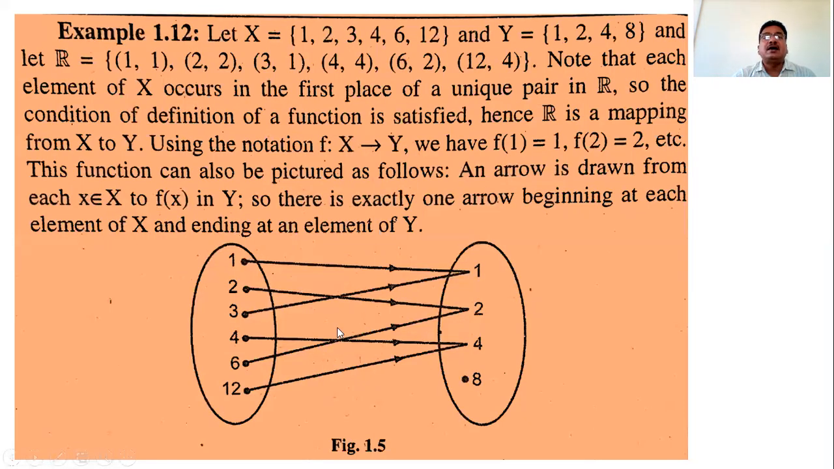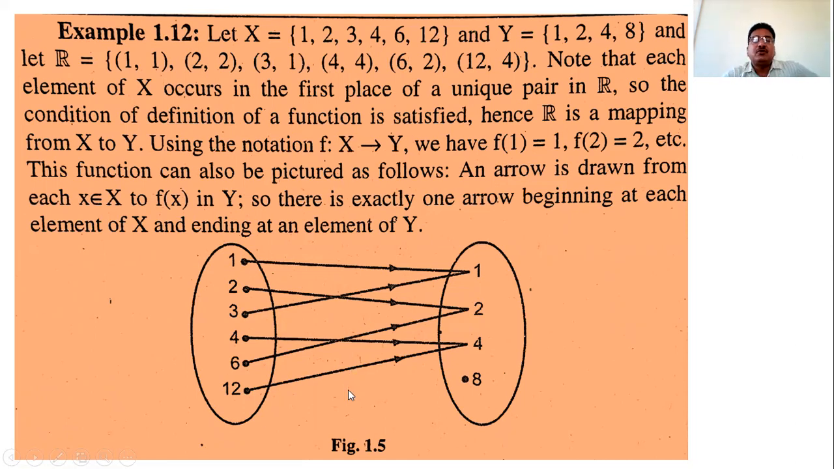So here is another example of a function. X is the set containing these 6 elements: 1, 2, 3, 4, 6, 12, and this set Y contains the 4 elements 1, 2, 4, and 8. And under this relation, 1 is related to 1, 2 is related to 2, 3 is related to 1, 4 is related to 4, 6 is related to 2, and 12 is related to 4. And this is the function.